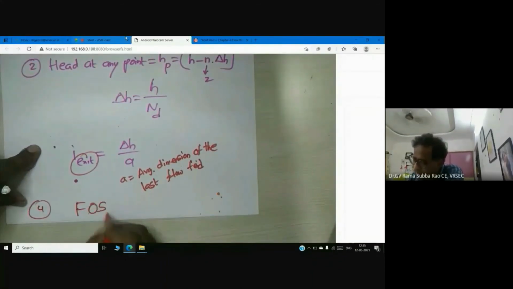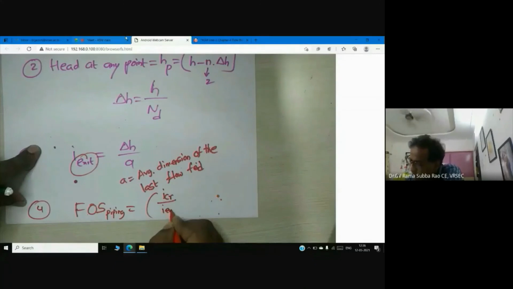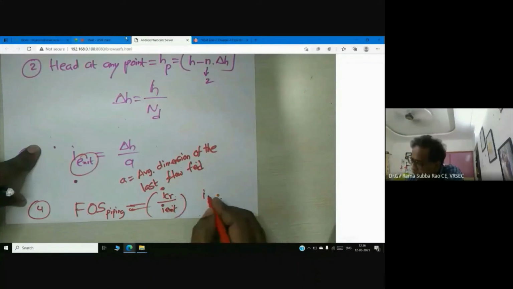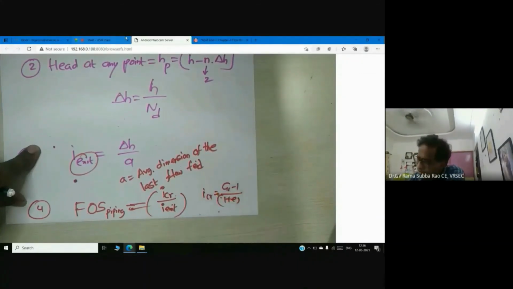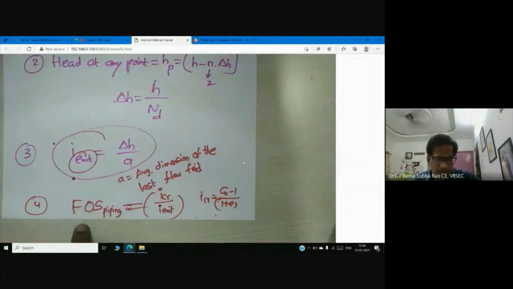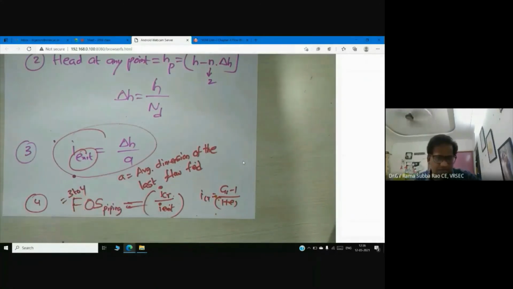Now I can calculate the fourth one, which is very important, factor of safety against piping. Can anyone help me how to calculate it? ICR by I exit. So how to calculate ICR? You just told me G minus 1 by 1 plus E. I exit is here, don't worry. So I can calculate factor of safety against piping. Generally, we expect 3 to 4. If it is 3 to 4, there is no piping failure.